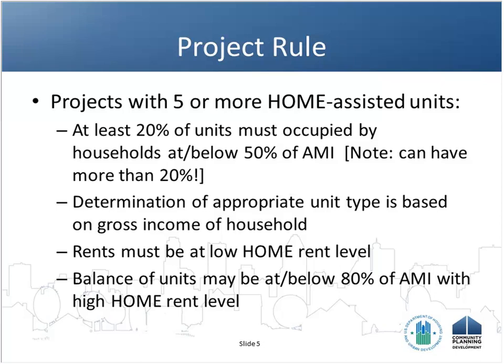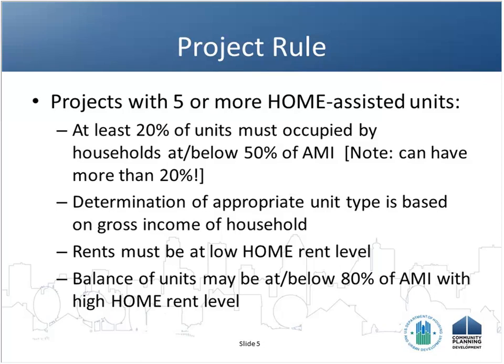So we're trying to make sure that out of the possible tenants who are seeking affordable housing, we're going to set aside some units that are targeted lower. So we're targeting households at 50% or below. Now, the project rule itself is setting this minimum at 20% of the units.